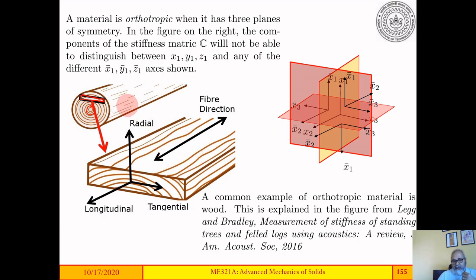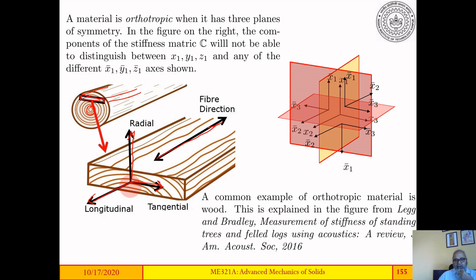So if you cut out this plank here, so this plank goes like this. It's a long plank. So this plank will roughly have orthotropic symmetry. So there would be one set of properties perpendicular, one set of properties along the fiber direction, and one set of properties out of the fiber direction, one set of properties in the tangential direction. So it will have these three planes of symmetry.